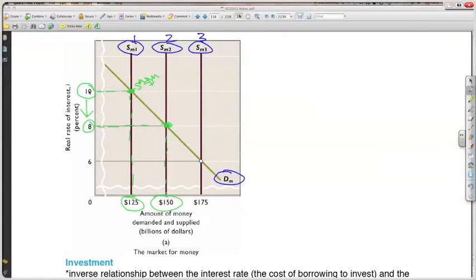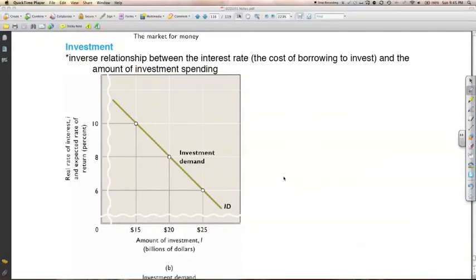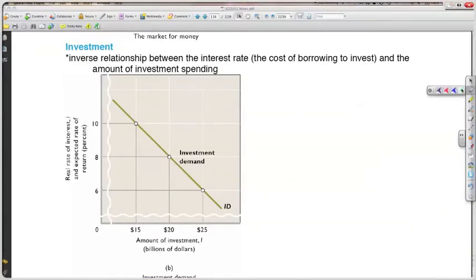Notice that as the real rate of interest decreases, our amount demanded and supplied increases. Once again, if we decrease down to 6%, we hit another equilibrium here, come down, and we realize that our amount of money demanded and supplied again increase. Now, this is important because we also have the same relationship between the real interest rate and money demand between the real interest rate and investment demand. So here we see our investment demand curve. Here, at $15 billion of investment, our real interest rate is going to be 10%. If we decrease that real interest rate to 8%, we notice that the amount of investment we have increases.